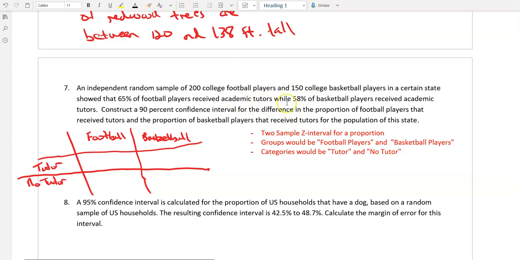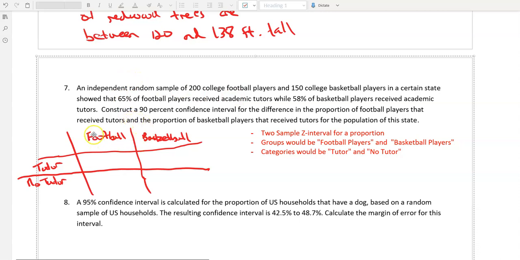So see, that difference in the proportion means we're comparing the two. Football players versus basketball players. Do football players receive more academic tutors than basketball players? It looks like they do, but we'd have to prove that. We're going to do a confidence interval of that to try to prove that. We're doing a 90% confidence interval. So let's take a look here.